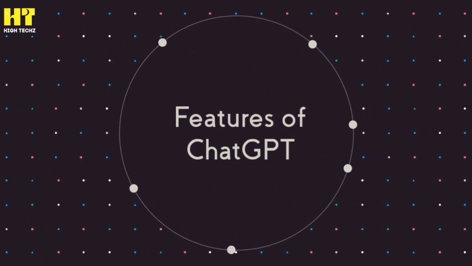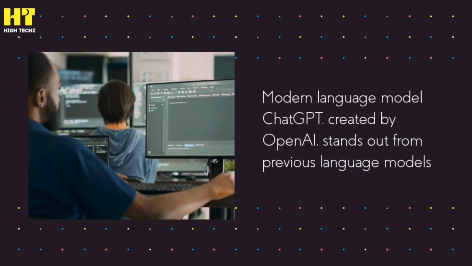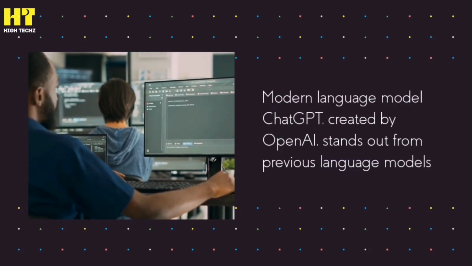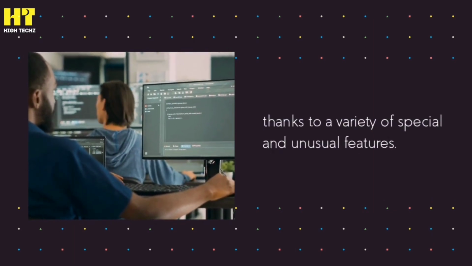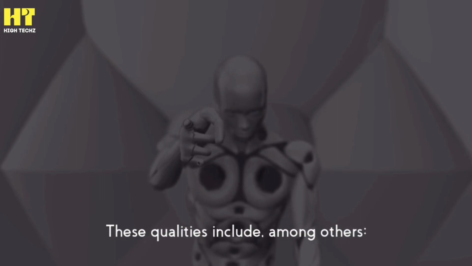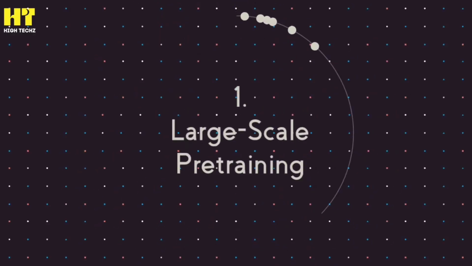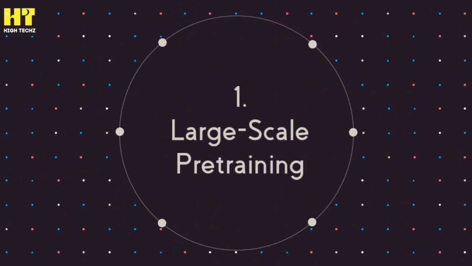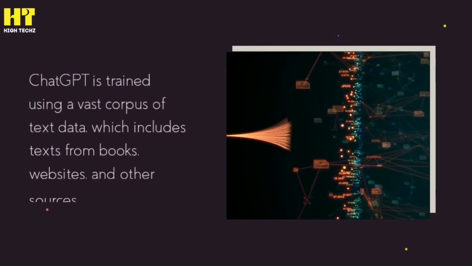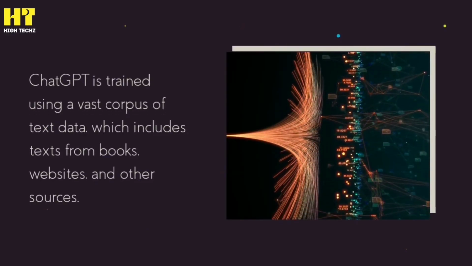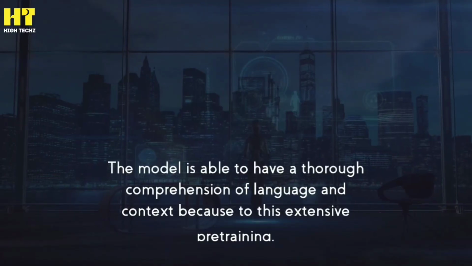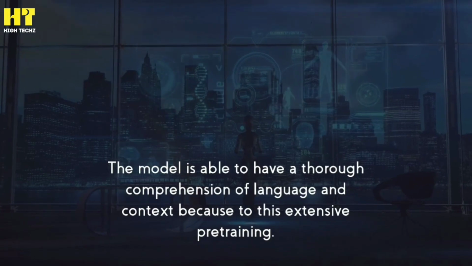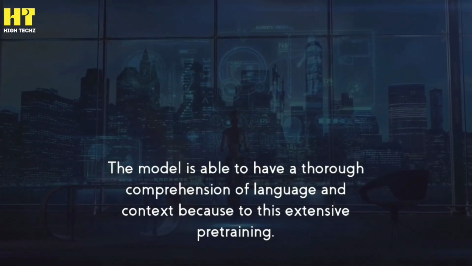Features of ChatGPT. Modern language model ChatGPT, created by OpenAI, stands out from previous language models thanks to a variety of special and unusual features. These qualities include, among others: 1. Large-scale pre-training. ChatGPT is trained using a vast corpus of text data, which includes texts from books, websites, and other sources. The model is able to have a thorough comprehension of language and context because of this extensive pre-training.